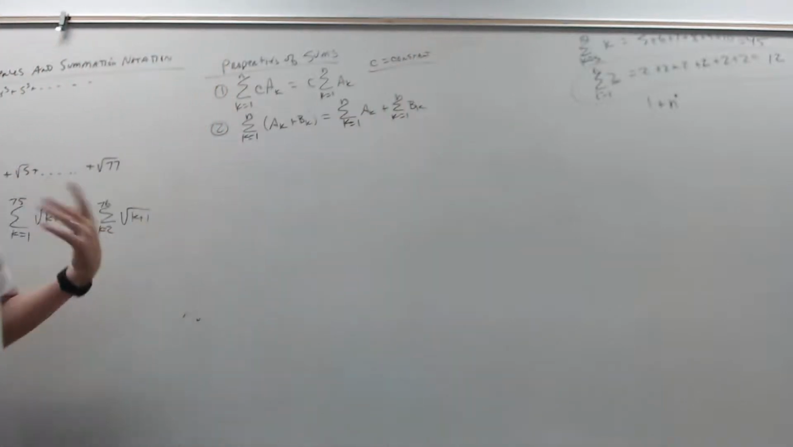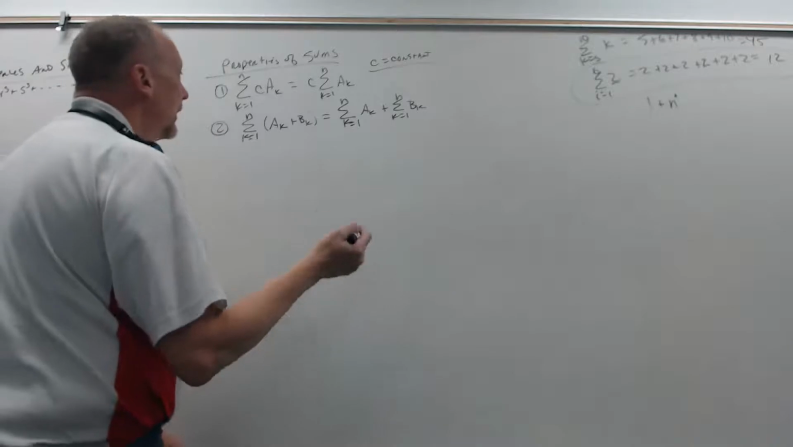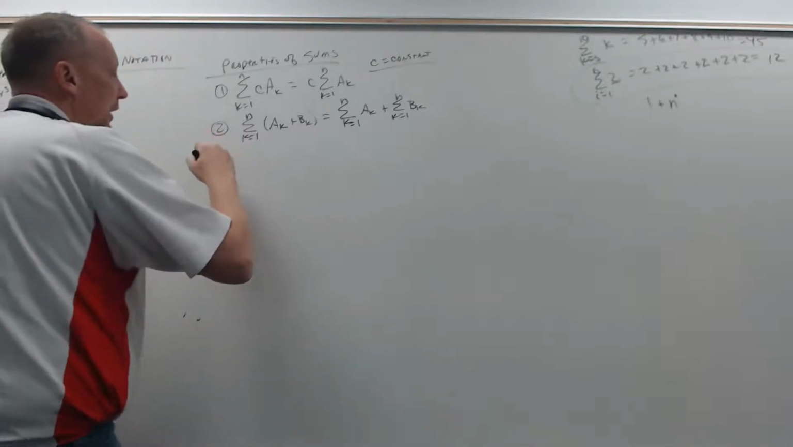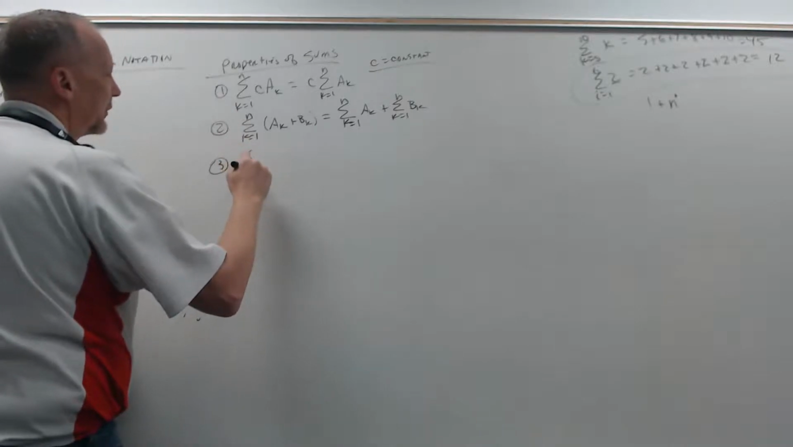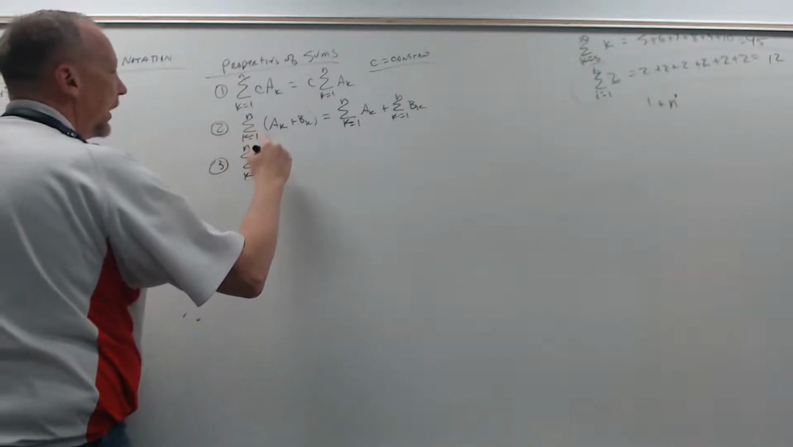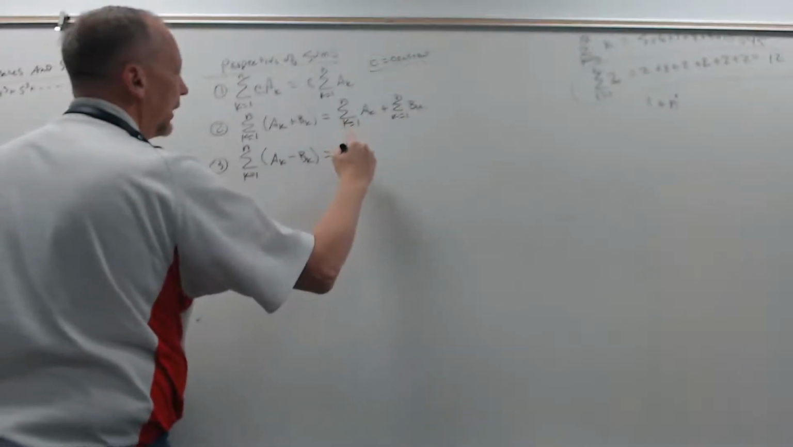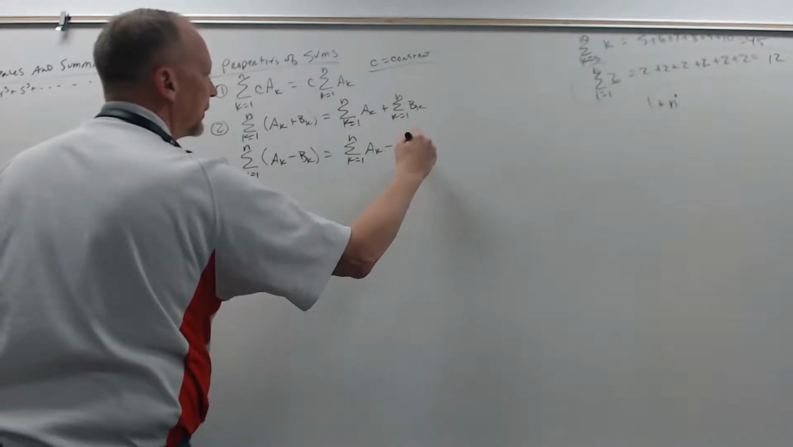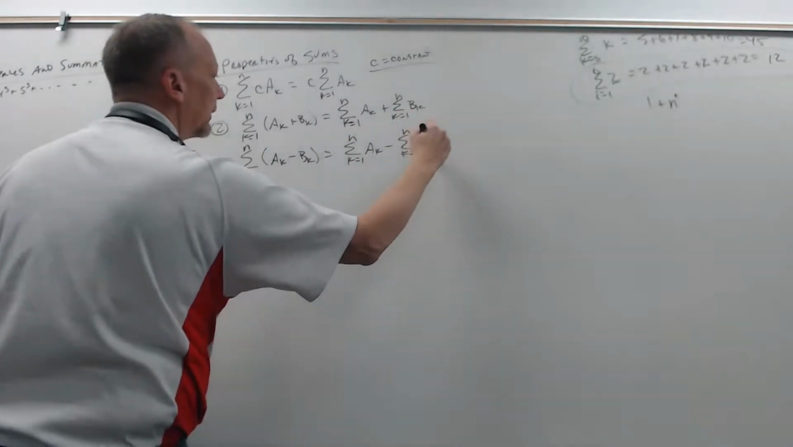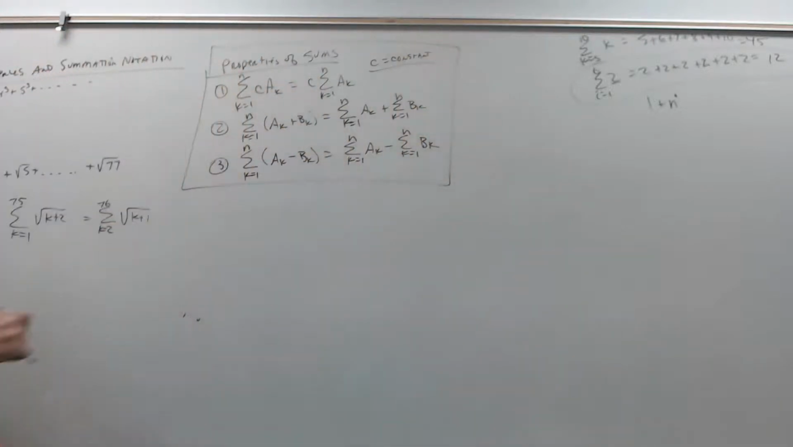Okay, like 3 or 7 or whatever you want to do. These are going to become very helpful in section 8.2. Rule number 3 says this also works from k equals 1 to n if you do subtraction: the sum of a sub k minus b sub k equals the sum from k equals 1 to n of a sub k minus the sum from k equals 1 to n of b sub k. So those are some properties you will want to know by tomorrow.